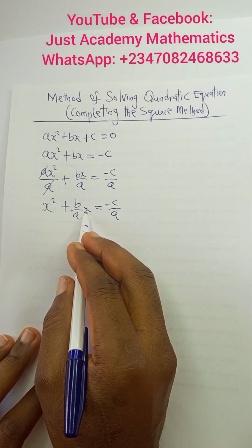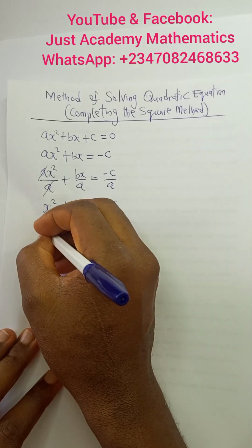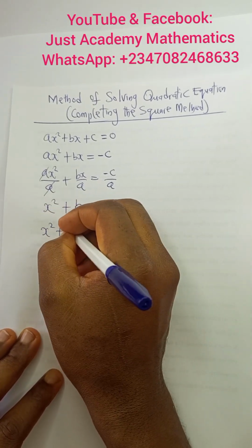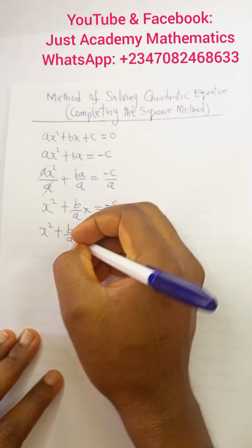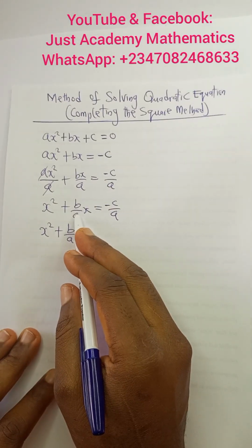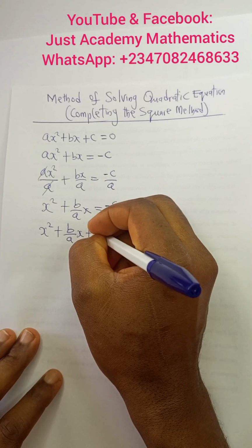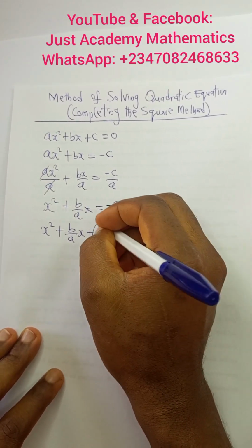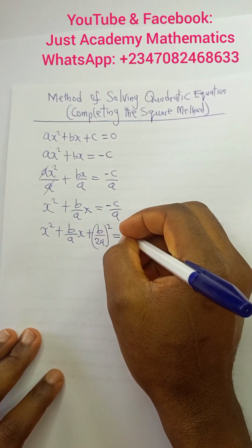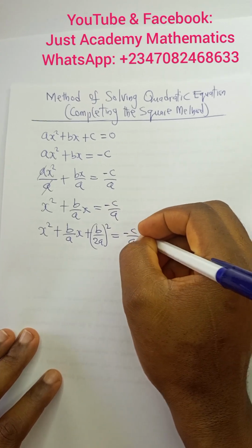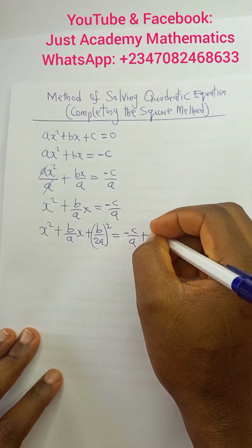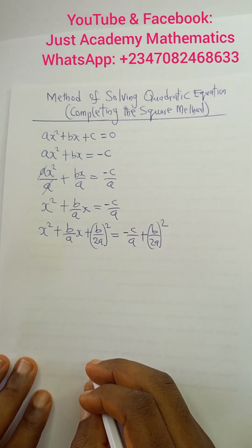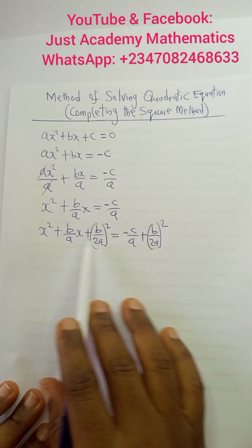Half of the coefficient of x here. Now, this is what we have here before: x squared plus b over a x. Then half of this is plus b over 2a, then you square. Is equals to minus c over a plus b over 2a, and then you square. Now, the next thing is to factorize this.